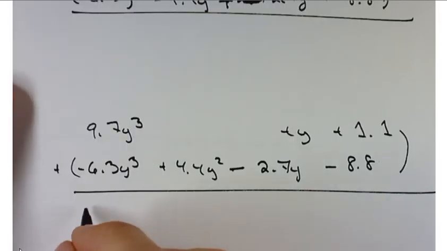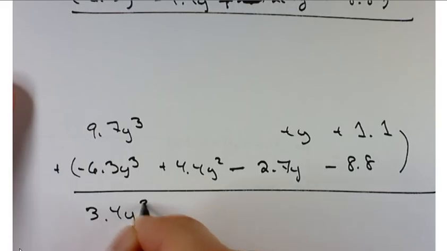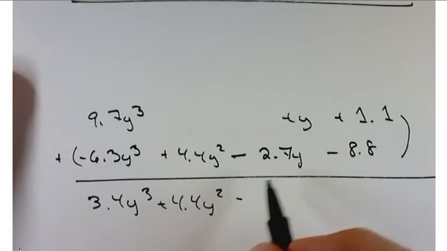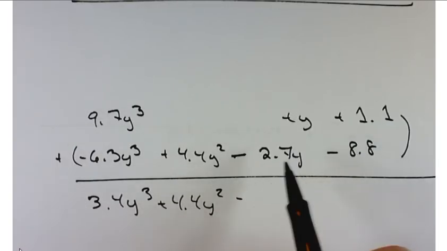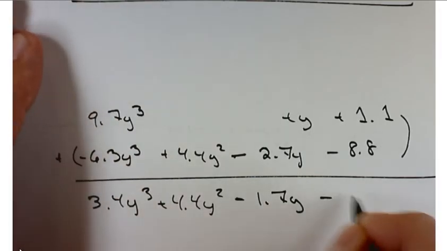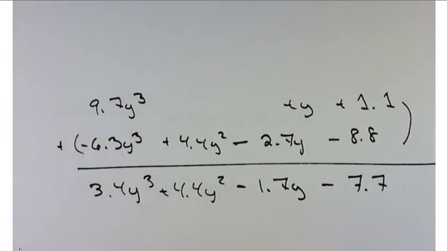So first one I get is what? 3.4y cubed. The next two are kind of gimmies, right? Well, at least the first one. How about this one? Good, thank you. Negative 1.7y minus what? 7.7. How many got that one right? All right, happy note to end on.